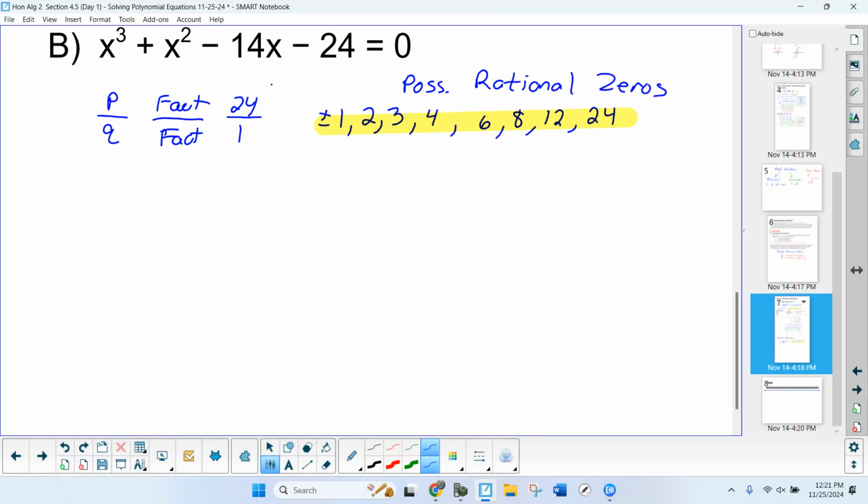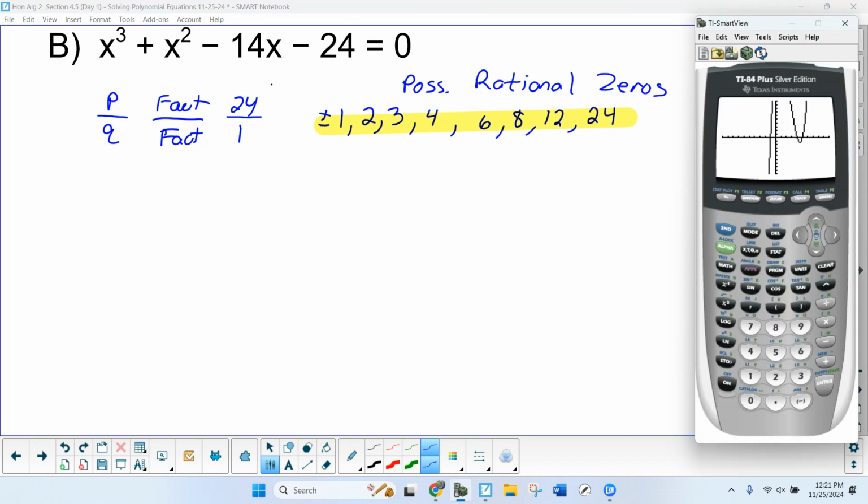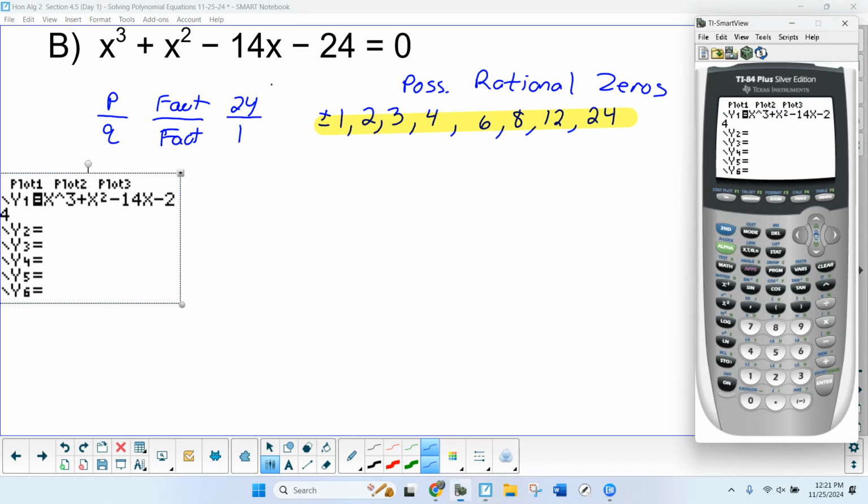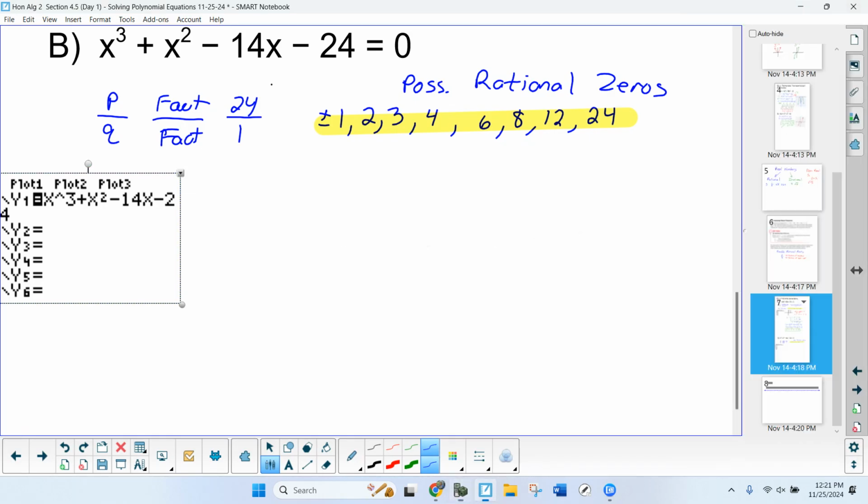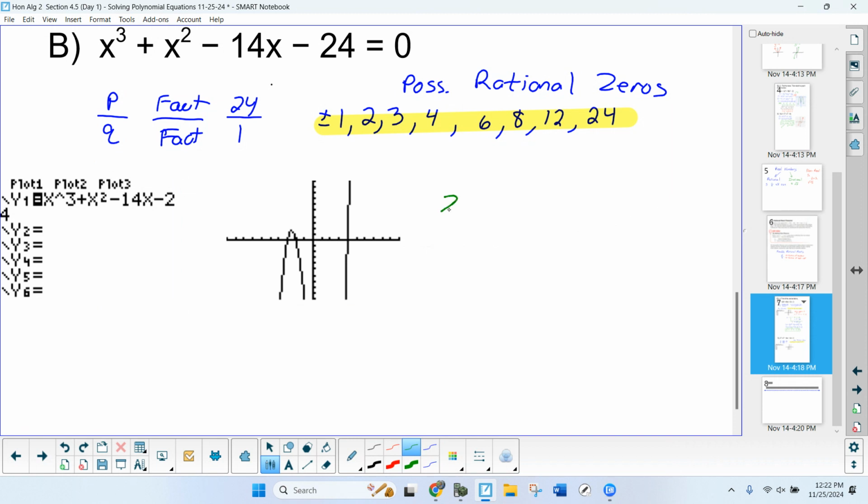Okay, what do you do next? Can't factor it, so what do we do? How do we find out which in this list is really going to work? Plug it into your calculator. X to the third plus x squared minus 14x minus 24. Graph. There's that, and here's the graph. So where do the zeros appear?